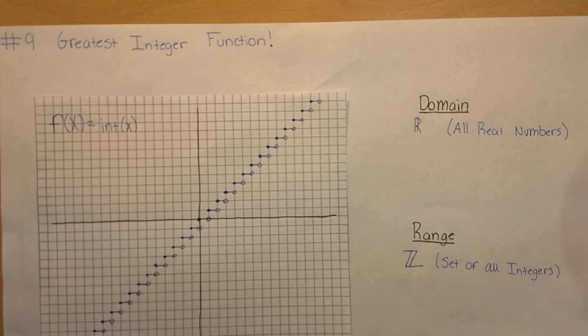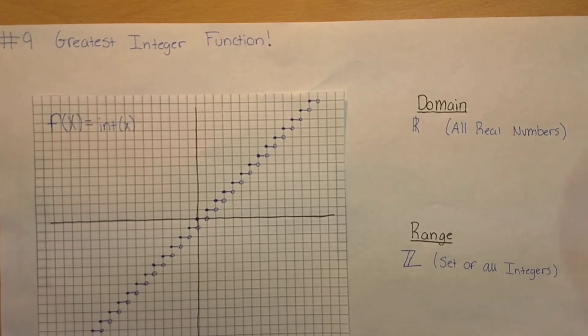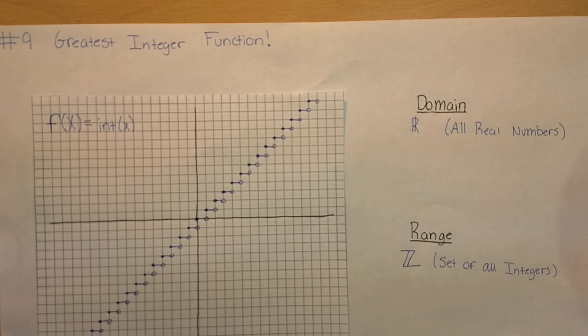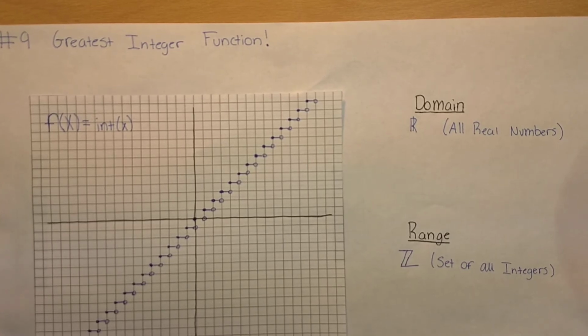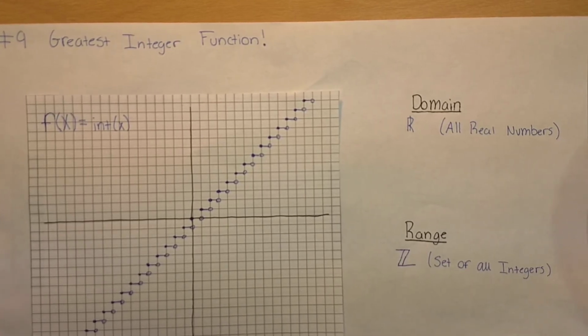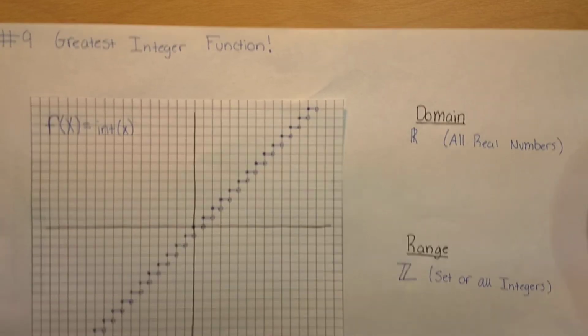The greatest integer function is a function that includes all of the integers of x. The domain is all real numbers, and the range is the set of all integers.